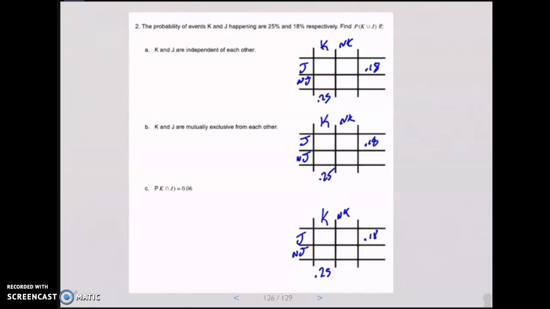So all the charts are going to be pretty similar. We're looking for the union of K and J, and we're going to be given different things. So remember, the union: the probability of J or K is the probability of J plus the probability of K minus the intersection. If they're independent from each other, you can find their intersection by multiplying their probabilities together. So if I do 0.25 times 0.18, I get the intersection to be 0.045.